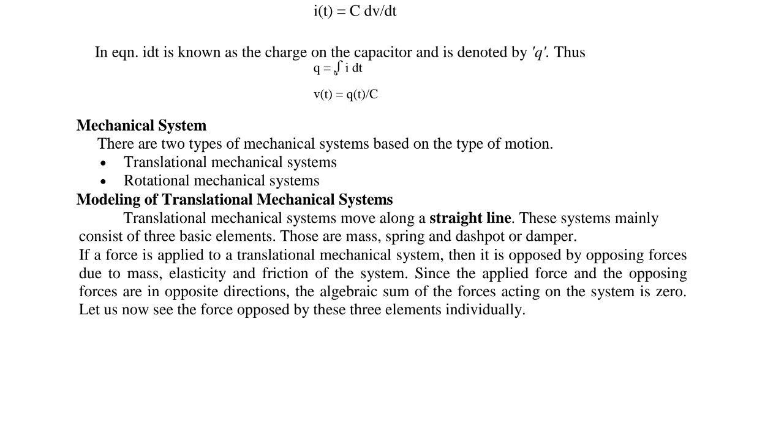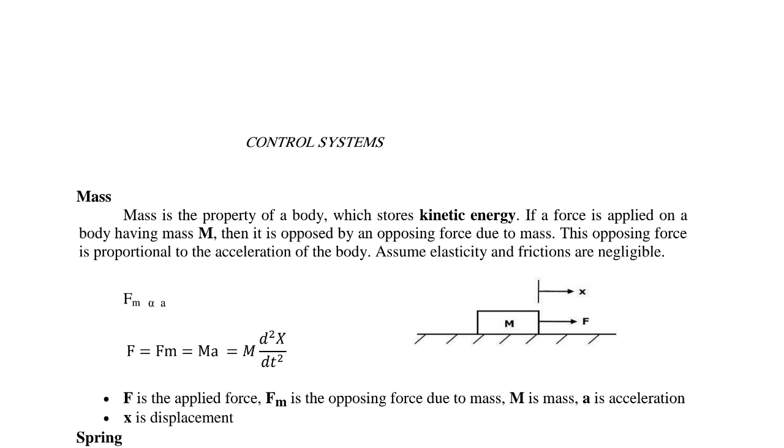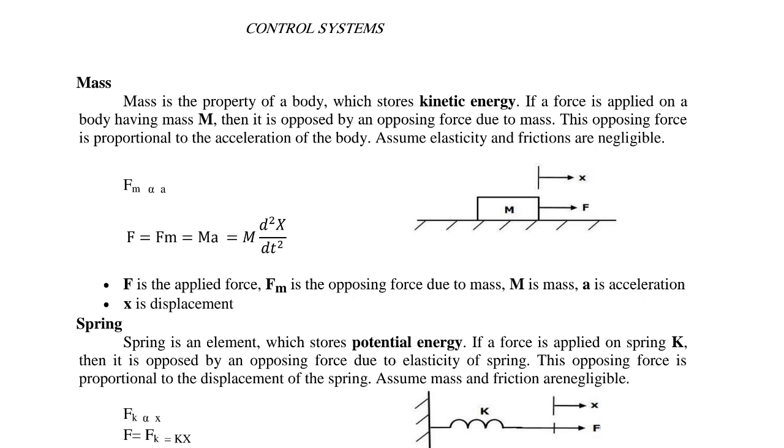If a force is applied to the translational mechanical system, then it is opposed by an opposing force due to mass, elasticity, and friction of the system. Since the applied force and the opposing forces are in opposite directions, the algebraic sum of the forces acting on the system is zero. So there are three basic elements involved in the translational mechanical system: mass, spring and damping.